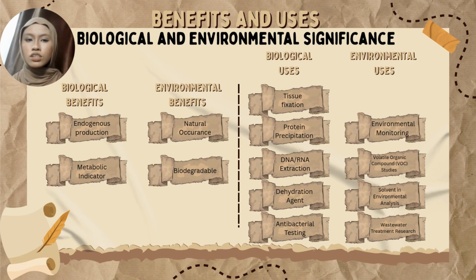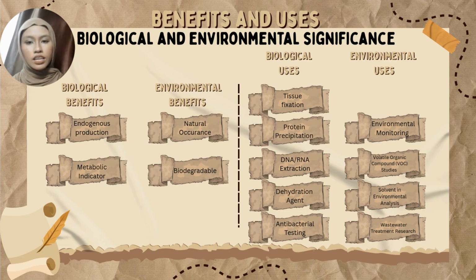Next is uses of acetone in biological significance. First one is tissue fixation. Acetone is used in histology to preserve and fix tissues for microscopic analysis. Secondly, protein precipitation. Acetone is employed to precipitate proteins from biological samples for purification or analysis.